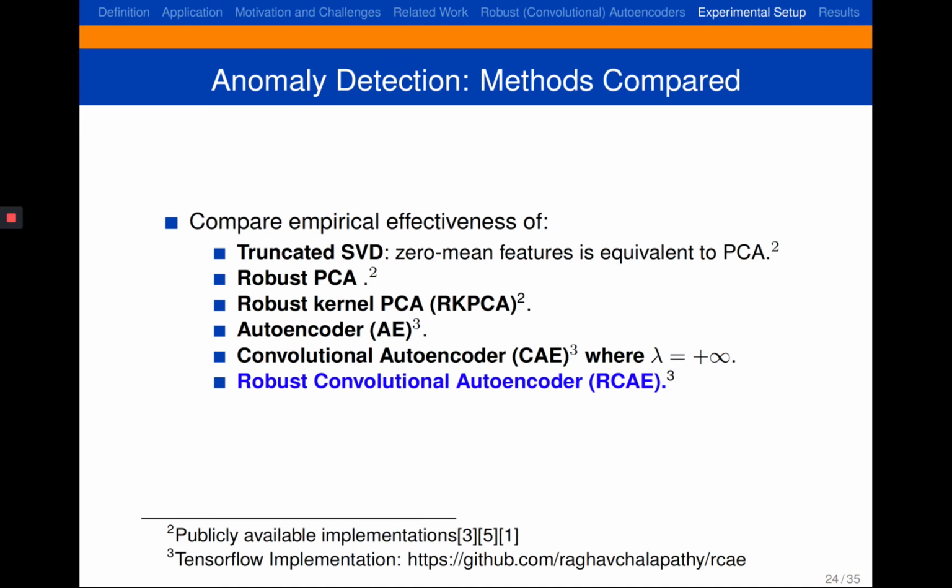So the methods that we compared in the paper, the robust inductive anomaly detection techniques, are the SVD, the robust PCA version, the robust kernel PCA version, the autoencoder, and the convolutional autoencoder where lambda equals infinity, and the robust version of the autoencoder where lambda is any intermediate value between 0 and infinity.